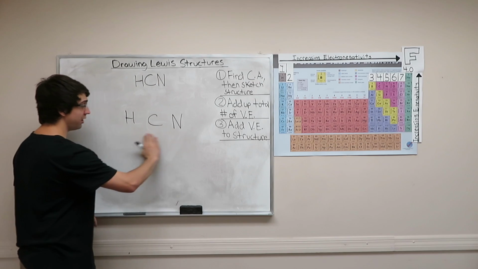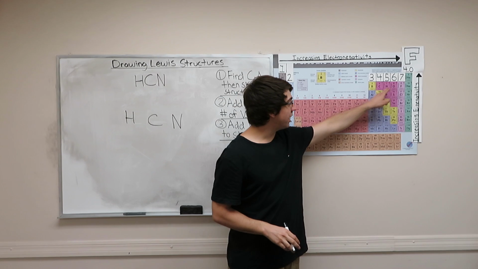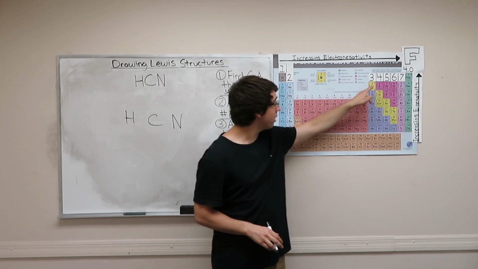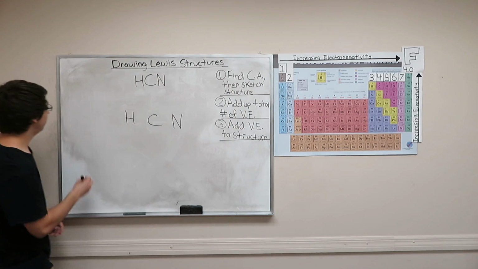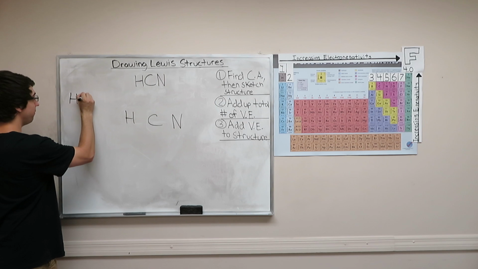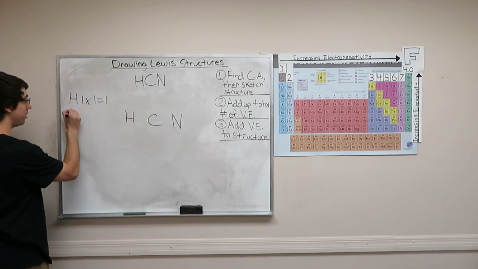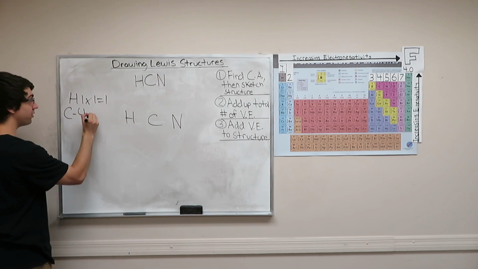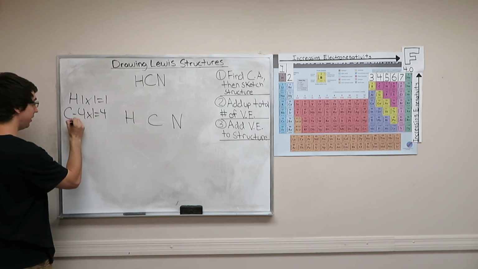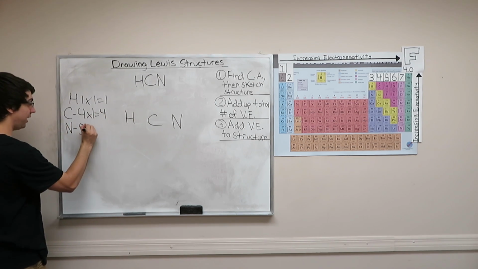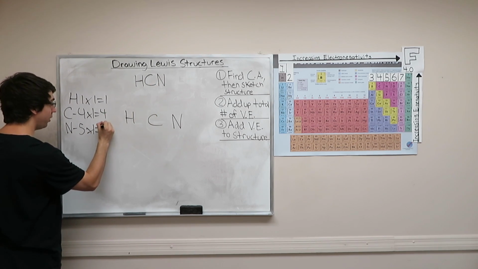And now that we have the skeleton of the structure made, we need to add up the total number of valence electrons. Nitrogen has 5 valence electrons, carbon has 4, and hydrogen has 1. So we just need to add that total up. Hydrogen has 1 valence electron, and we only have 1 hydrogen here, so 1 times 1 equals 1. Carbon has 4 valence electrons, and we only have 1 carbon, so 4 times 1 equals 4. And nitrogen has 5 valence electrons, we only have 1 nitrogen here, and 5 times 1 equals 5.